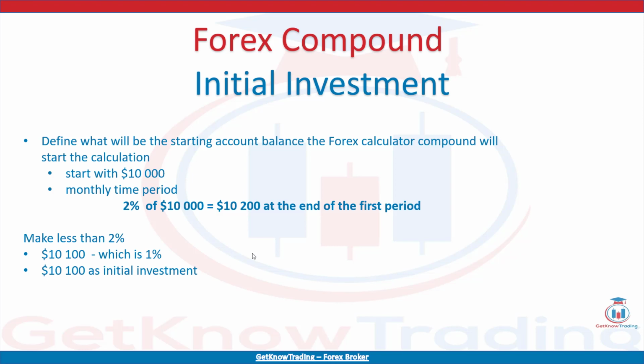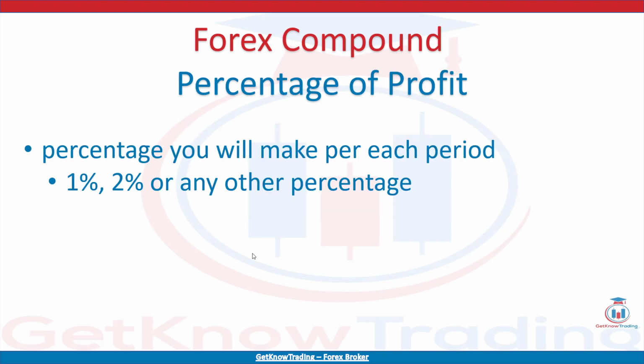The Forex compounding calculator expects that you increase the investment each time period. That means if you start with $10,000 and you use a monthly time period, you need to make money that month, not to lose the money. So you need to make at least the percentage you have defined. If that is 2%, then you need to have $10,200 at the end of the first period. If you make less, for example, $10,100, which is 1%, then you need to make the calculation again with the Forex compound calculator. And then you will have $10,100 as initial investment.